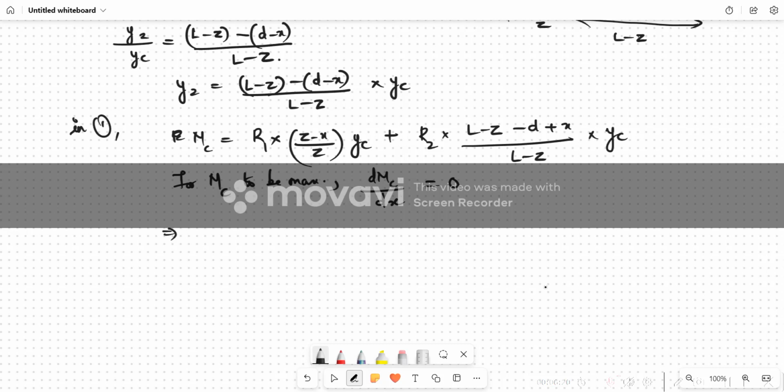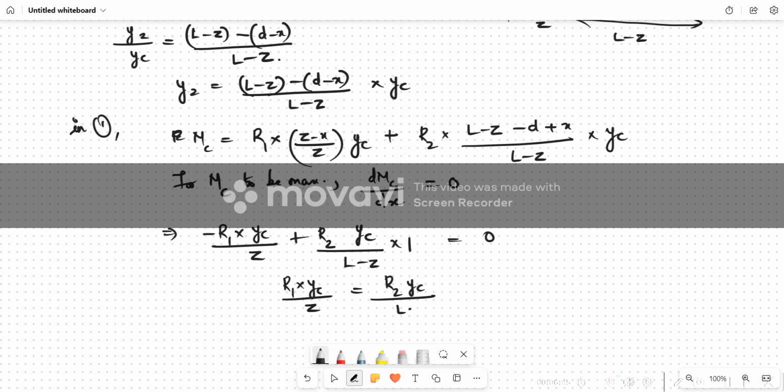So differentiating with respect to x: minus R1 into yc divided by z plus R2 into yc divided by L minus z into 1, because x is there, so into 1, should be equal to 0. From this, R1 into yc by z is equal to R2 yc by L minus z. Okay, so the yc's will get cancelled and finally the equation is R1 by z equal to R2 by L minus z.